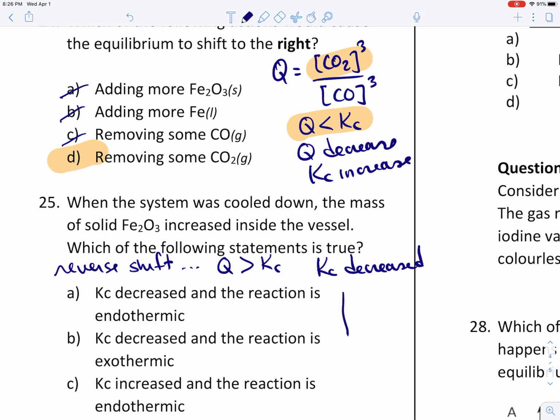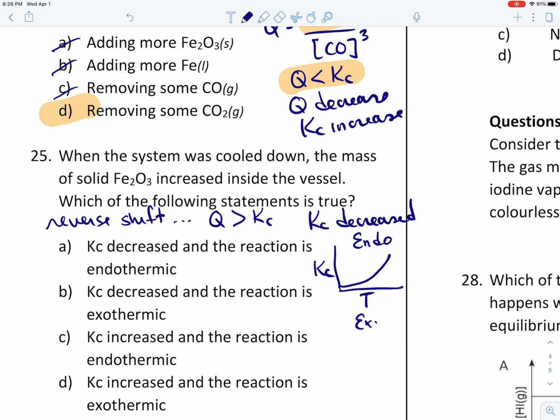Now, looking at the graphs, we have one for exothermic situations and we have another one for endothermic situations. Let's just take a look at one of them. We'll look at the endothermic graph, Kc versus temperature. The graph does this. While exothermic, I guess I'll draw them both. Exothermic, Kc versus T, the graph looks like this.